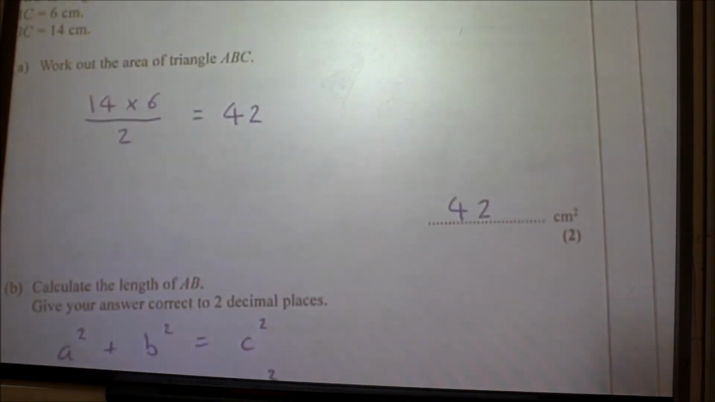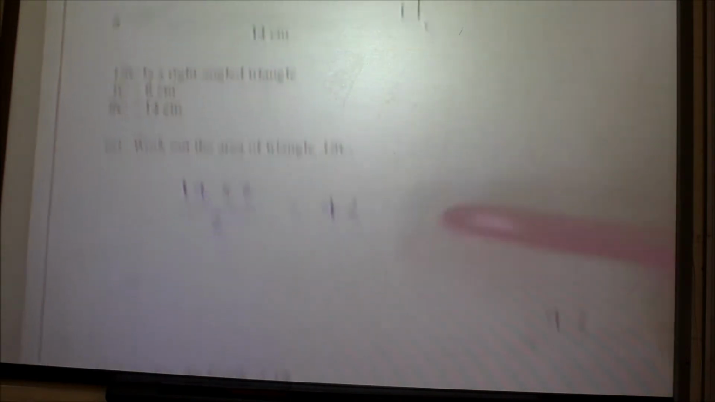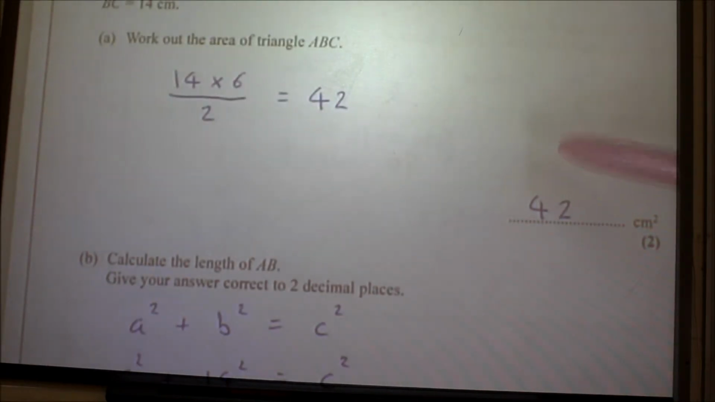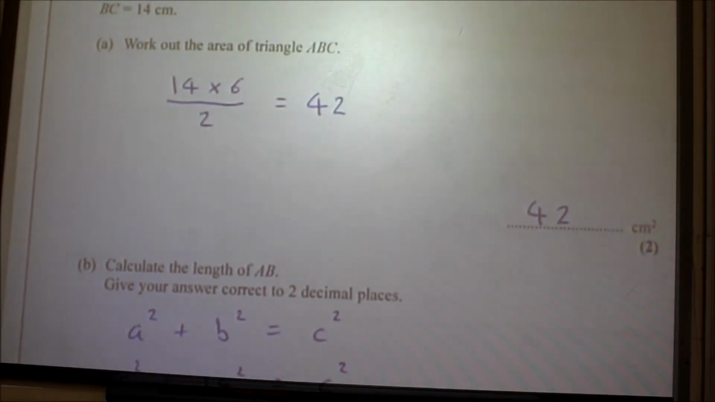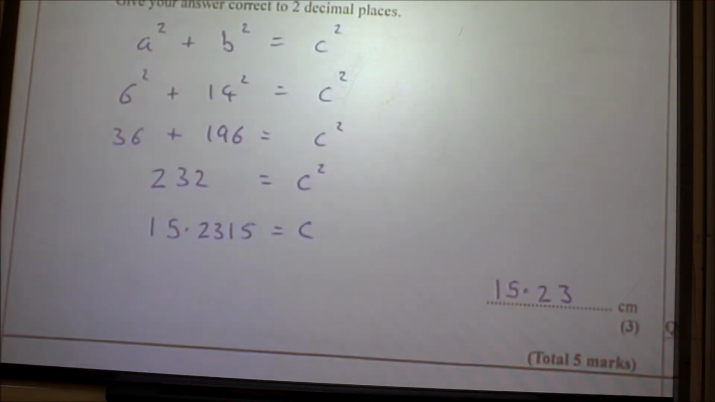Question number 5. There's a right angled triangle. Work out the area, base times height divided by 2. 2 marks easy. And work out the length of the long side. So it's 6 squared add 14 squared. And follow those workings through. You should get 15.23. Pythagoras again for that one.